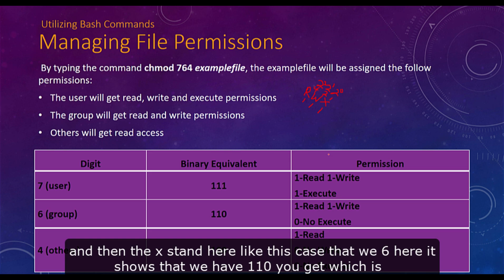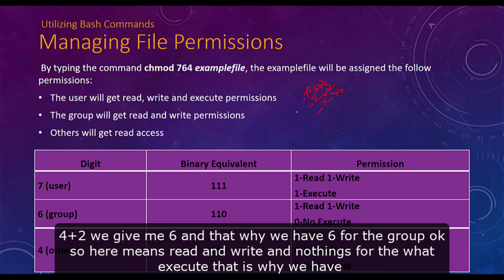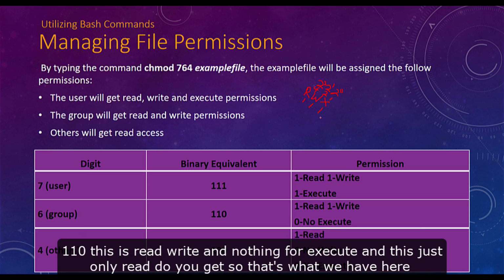In this case we have 6 here, so it shows 1 1 0, which is 4 plus 2, giving me 6, and that's why we have 6 for the group. So here it means read and write, and nothing for the what? Execute. That's why we have 1 1 0. So this is read, write, and nothing for execute, and this last one is just only read, as I just explained.